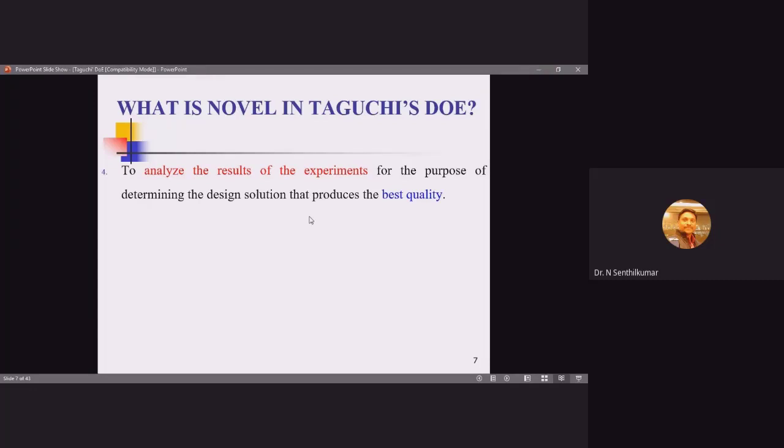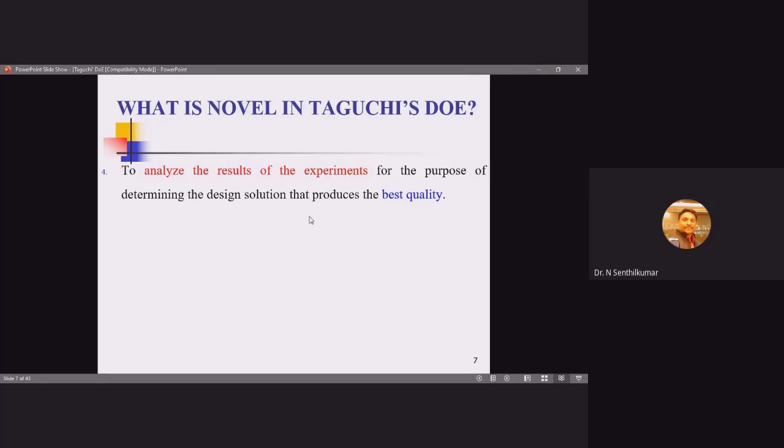Then, to analyze the results of the experiments. What are the results of the experiments? First, I have designed the experiments. So what is the combination of inputs? Based on that, I am going to do the experiment, and then I am going to tabulate my results. So that output has to be analyzed.